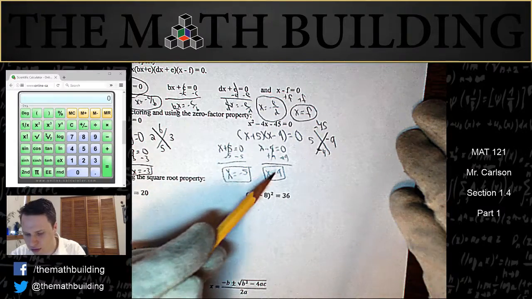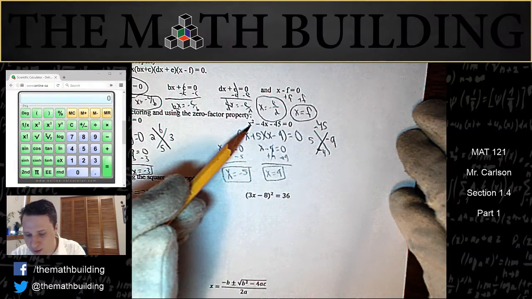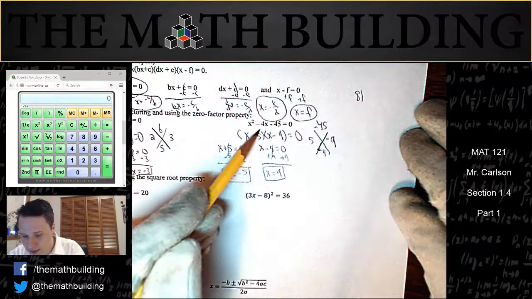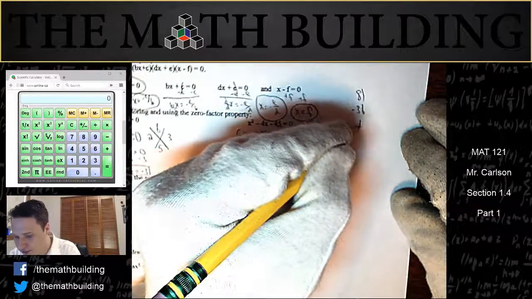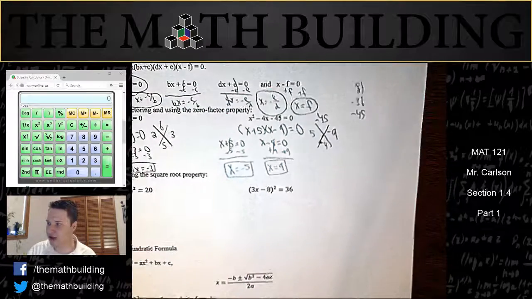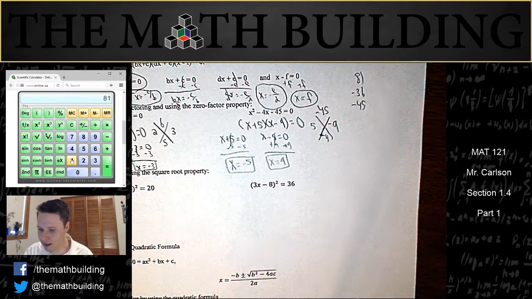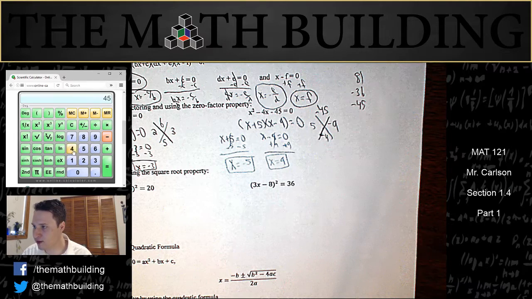Let's go ahead and check it just for fun. 9 squared is 81. Minus 4 times 9 is 36. Minus 45. Let's throw that into our calculator and see what we get. 81 minus 36 minus 45, which I messed up. Let's try again. 81 minus 36 minus 45 equals 0. So we're confident that that's a solution.